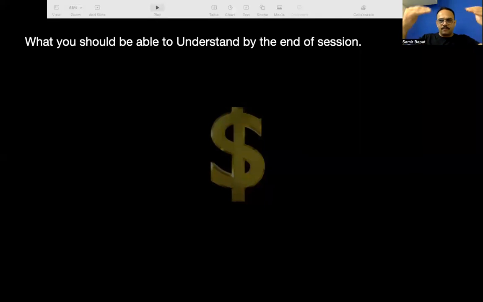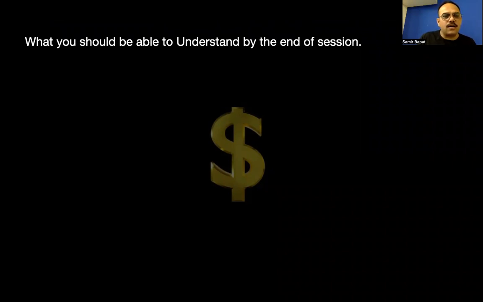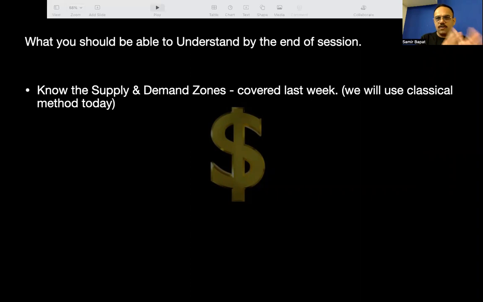Now we are going to build upon last week's session. If you have not seen or attended it, I have already shared it in the group, and you can have a look at it. We have already learned what a demand and supply zone is. We will use the classical method today, not the volume profile. I'll be drawing simple support resistance lines, which are mostly the demand and supply zones.